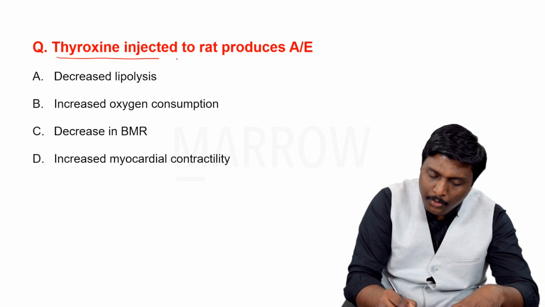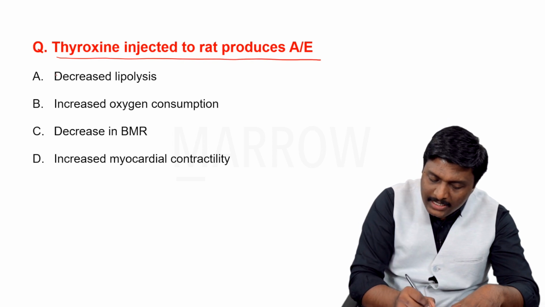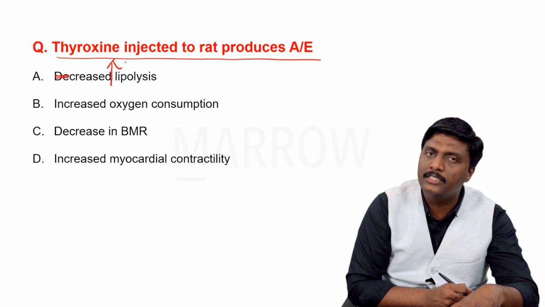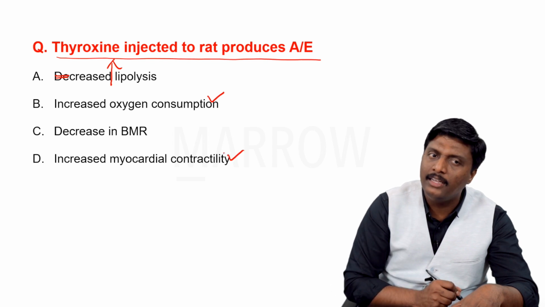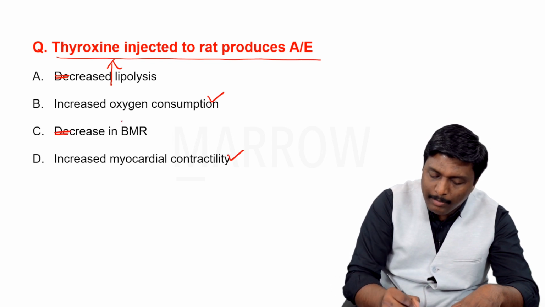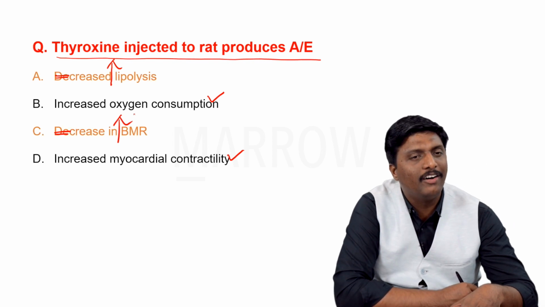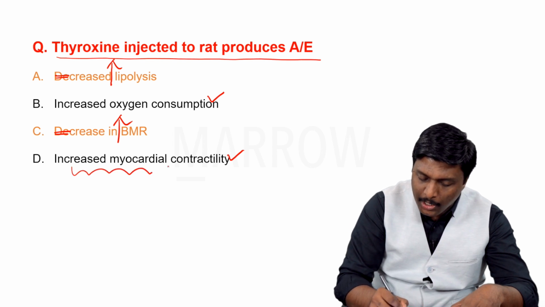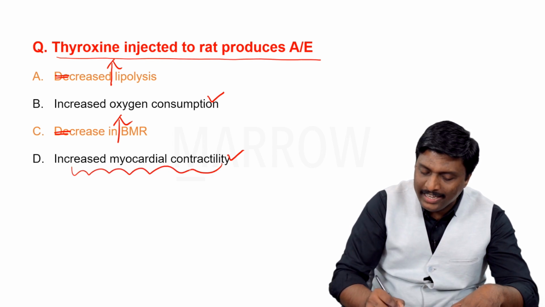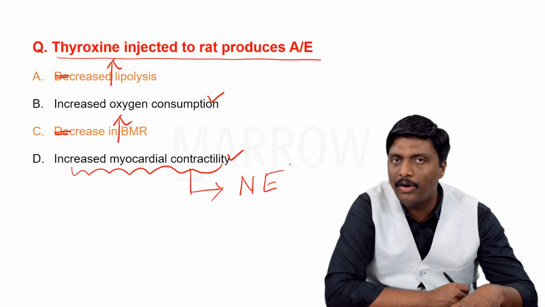Thyroxine injected to rat produces all except. You must expect thyroid hormone is catabolic, increase in lipolysis, increase in oxygen consumption, increase in myocardial contractility. It should not be decrease in BMR, it should be increase in BMR. So the false statements are A and C here. This action increase in myocardial contractility, what I told you, is not direct, it is due to norepinephrine. That's why we call indirect action.